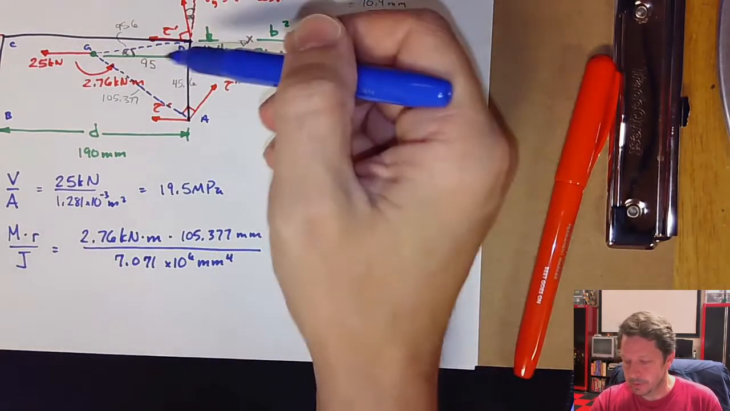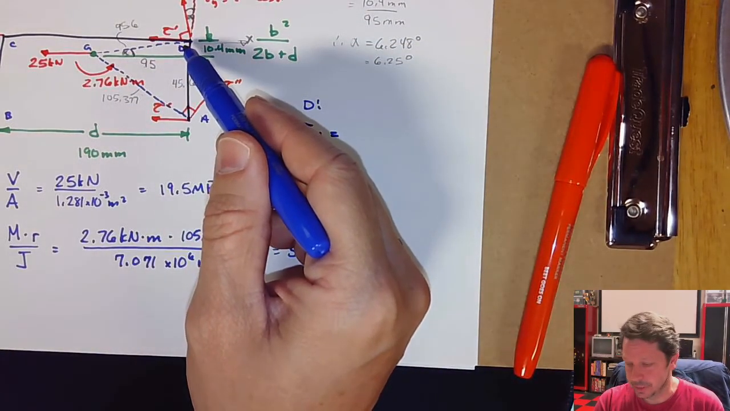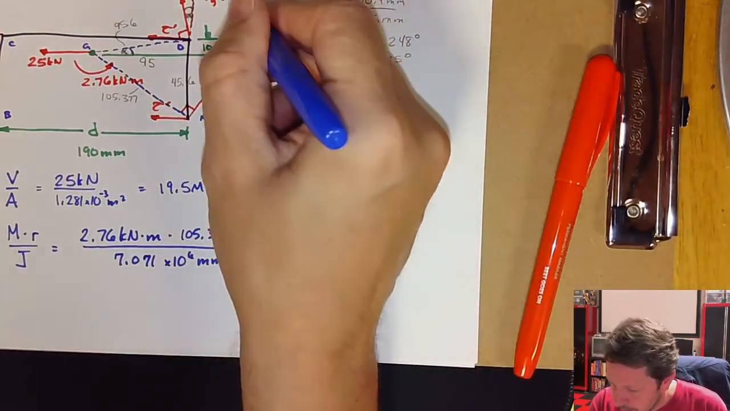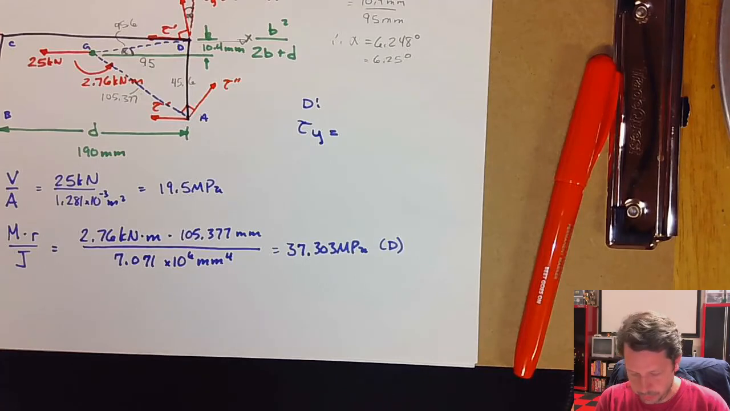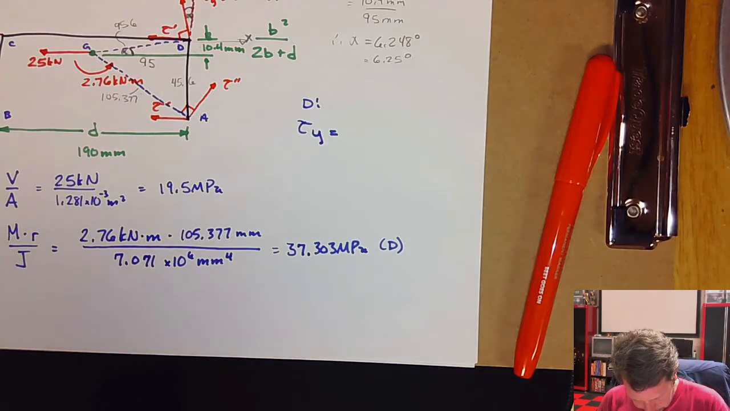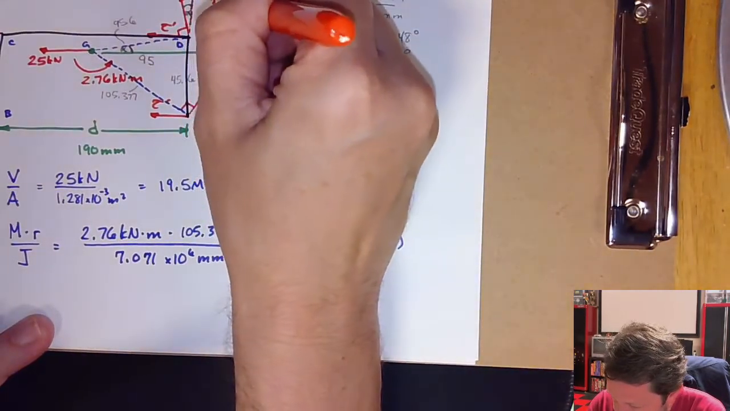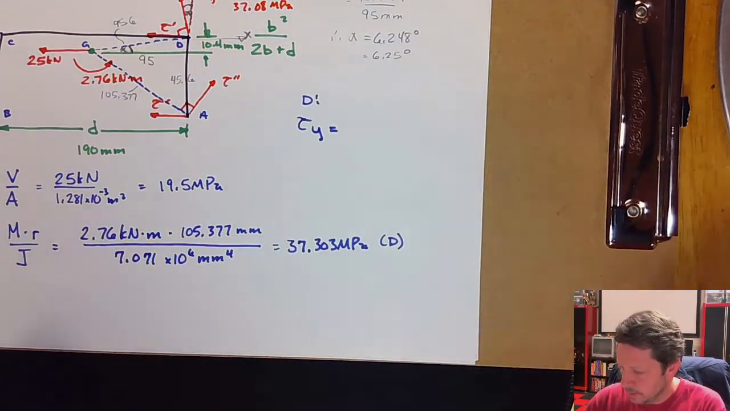So you normally would have to go do both of these points, but since we already know the answer, we're just going to do the actual worst case point and then let you work out the other one if you really want to. So this guy is tau double prime, 37.3 times the cosine of 6.25. Make sure you're in degree mode, and you get 37.08. So that's just tau y, megapascals. So that's the y component.